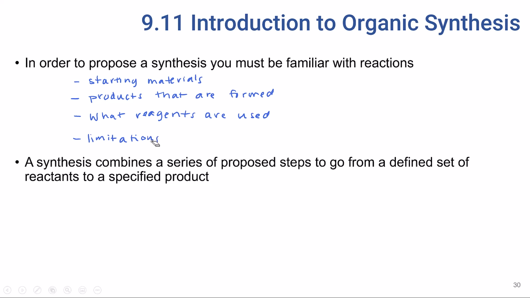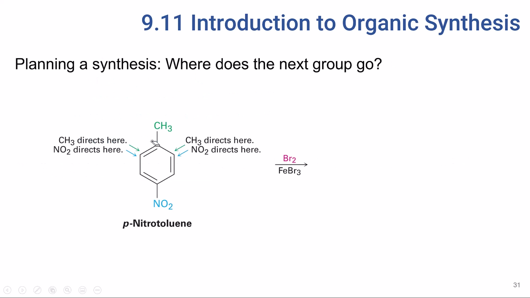So limitations might include the Friedel-Crafts reactions, where we can't do them if an NH2 is present or an electron withdrawing group is present. So doing synthesis combines these different reactions that we have in multiple steps to give us a specific product. So when you plan a synthesis, one of the things you want to think about is, where's the next group going to go?